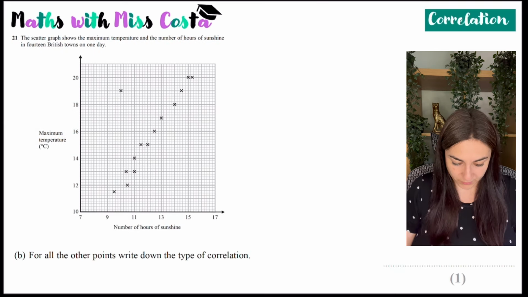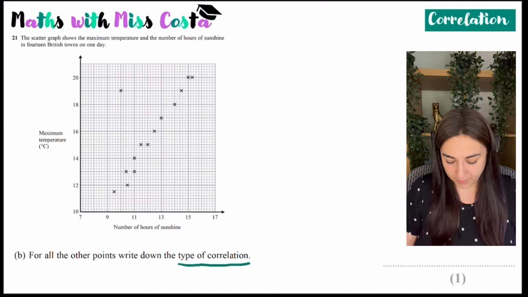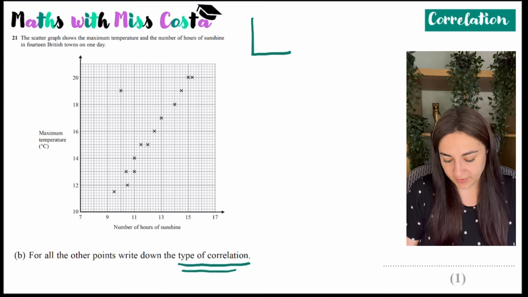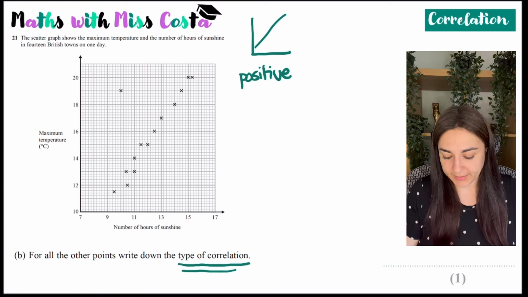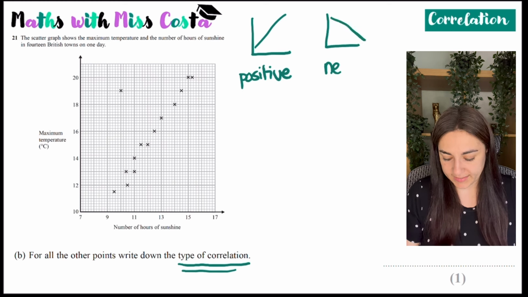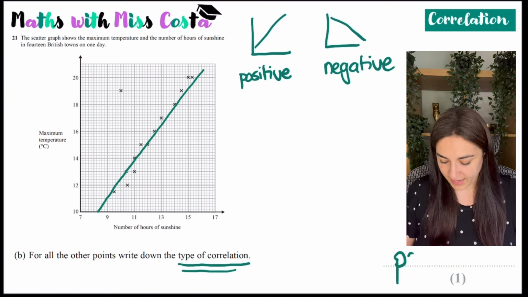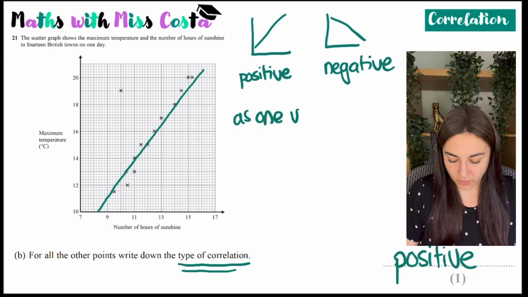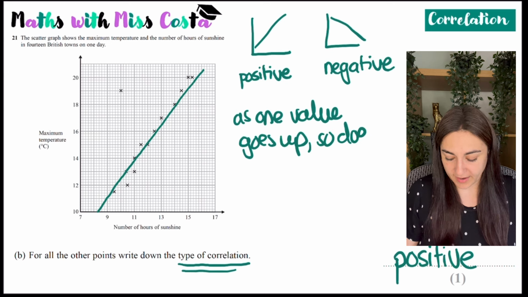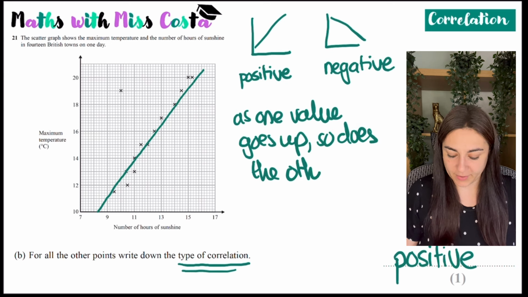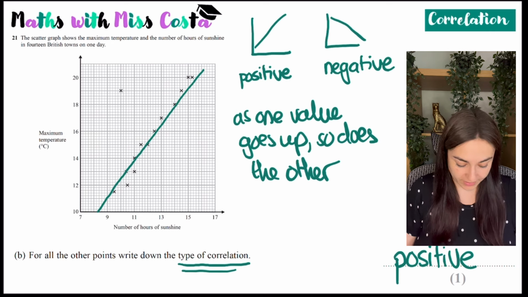Now next, I'm told for all of the other points, write down the type of correlation. Correlation can either be positive if the trend is going upwards, or negative if the trend is going downwards. So for this type of correlation, if I were to draw a line of best fit, that would be positive, because as one value goes up, so does the other. And that is how I can tell if it's positive or negative correlation.